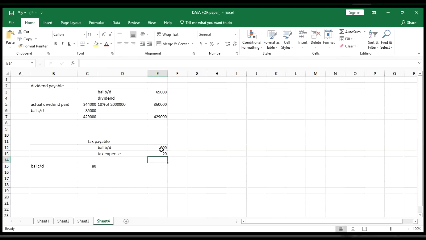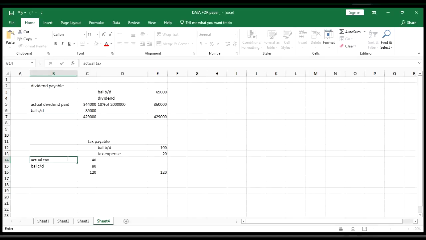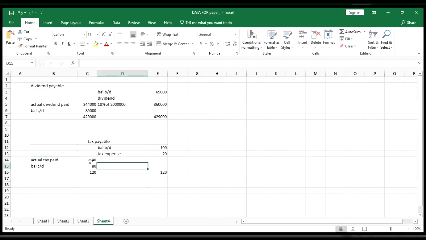So when we balance this account, we are going to be having 120. Let's do auto sum. That's 120,000. Then 120,000 will also come here. That means that the balancing figure is 40. We call this the actual tax paid for the period. So the actual tax paid for the period is going to be 40 naira. And this is the amount that we are going to be recognizing as an operating line item in the statements of cash flows.